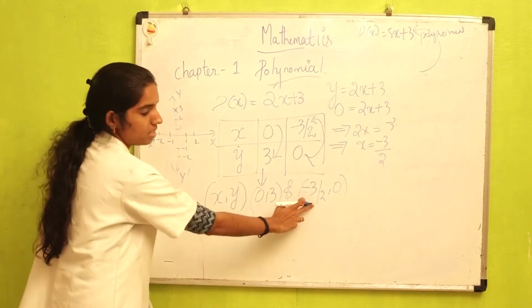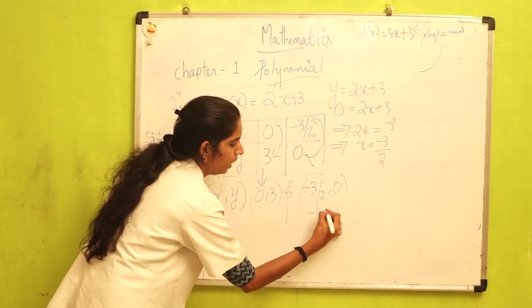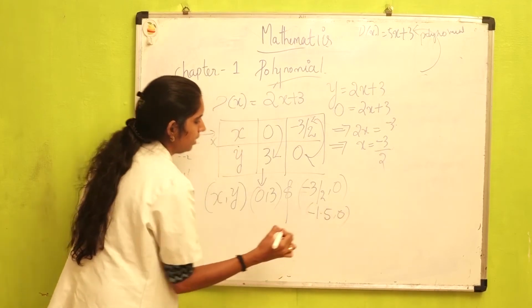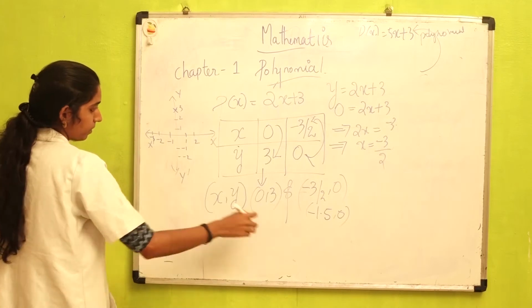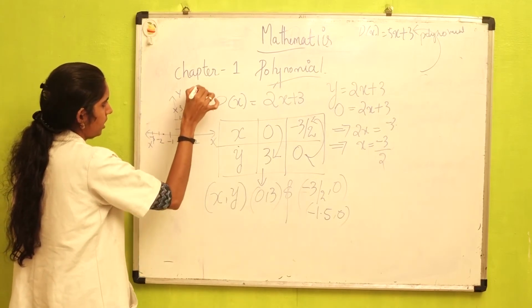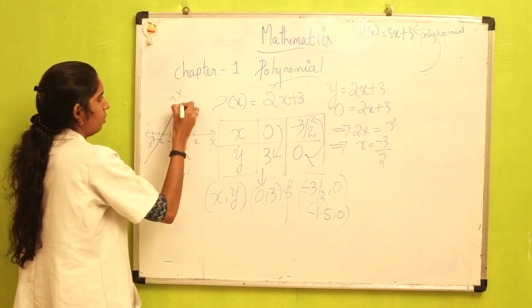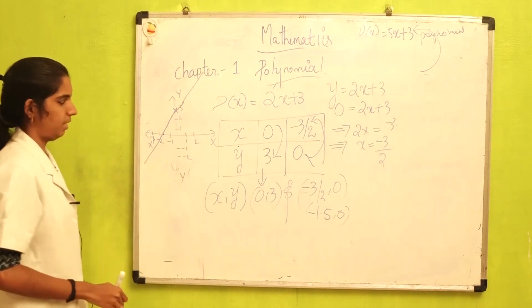Next point is (minus 3 by 2, 0). Minus 3 by 2 is actually minus 1.5, comma 0. So that is actually this point. Minus 1.5 is actually here. So just joining these 2 points, right? So we get a straight line.